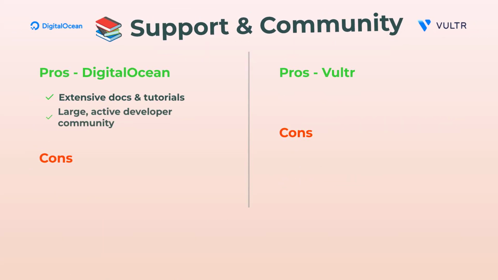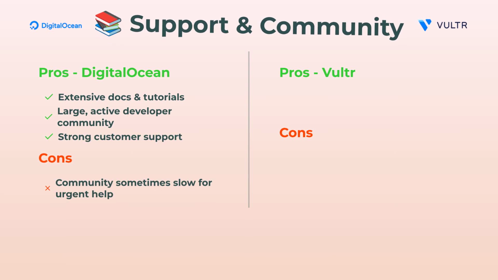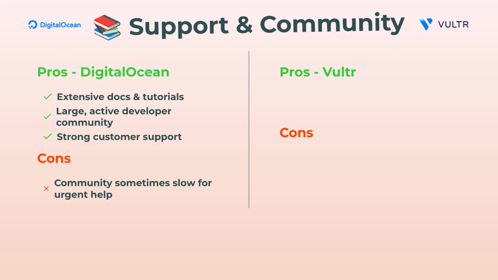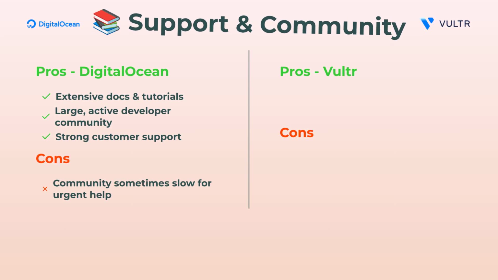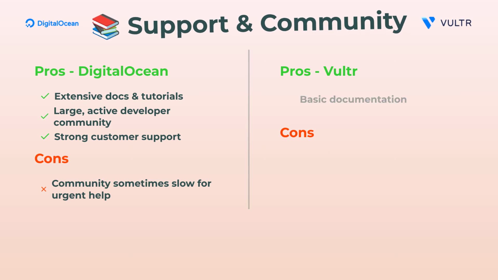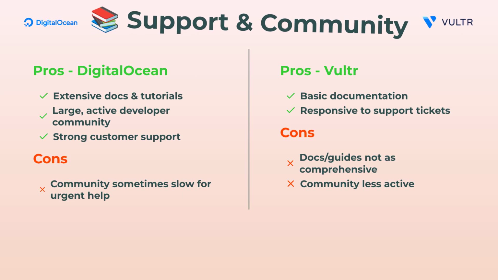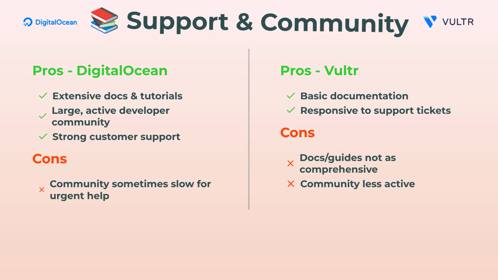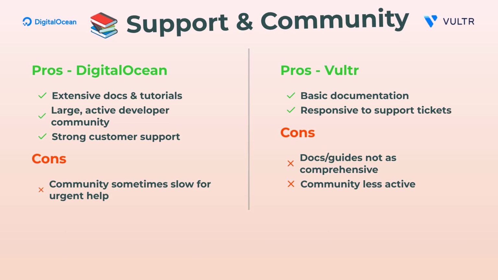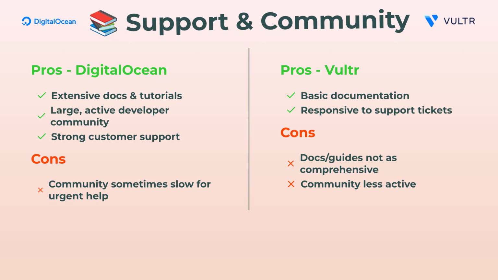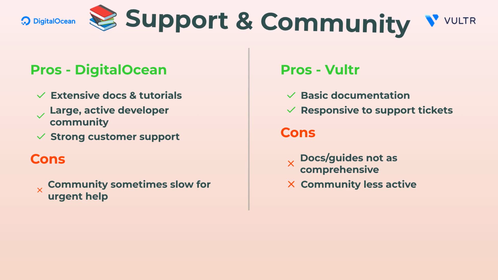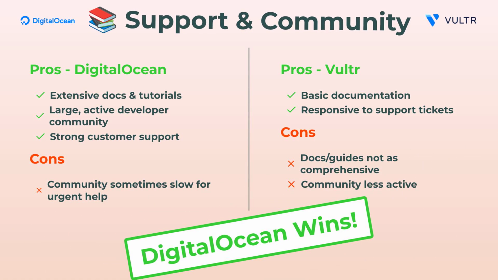Now on to support and community. So here's something cool. DigitalOcean's documentation and tutorials are legendary. Seriously, their guides have helped me and millions of devs on midnight bug hunts. Their community is huge, super active, and the customer support's solid. Sometimes if you post in the forums, it takes a bit for urgent responses, but overall, big thumbs up. Vultr does okay here. Docs and their guides are, well, basic, but the ticket support is pretty fast. Their community isn't as lively though, and you might find yourself wishing for more examples or walkthroughs. So for support and helping the dev masses, DigitalOcean takes it.